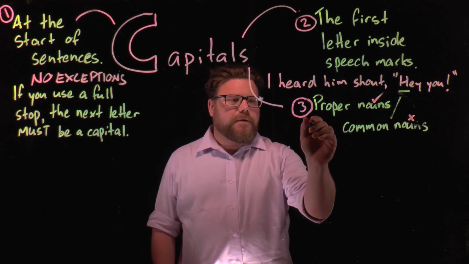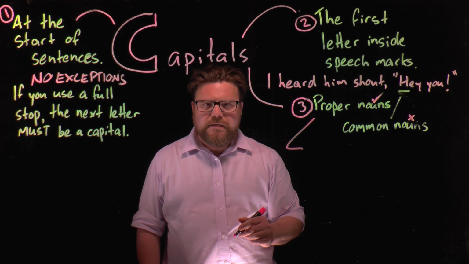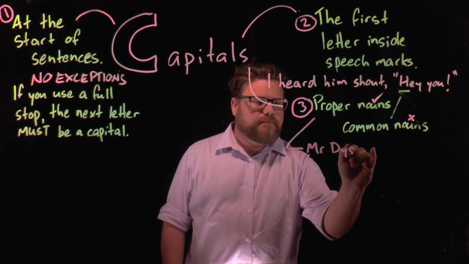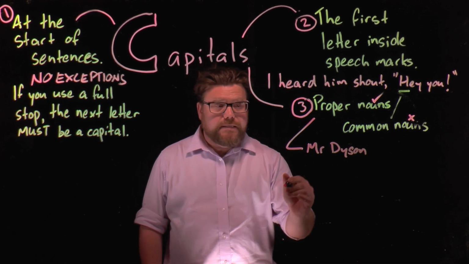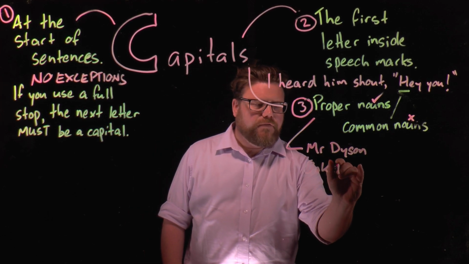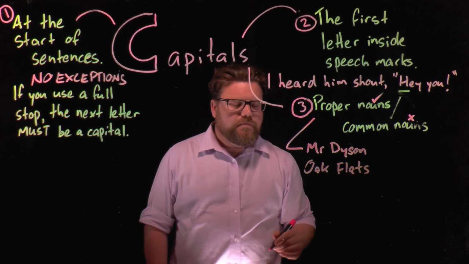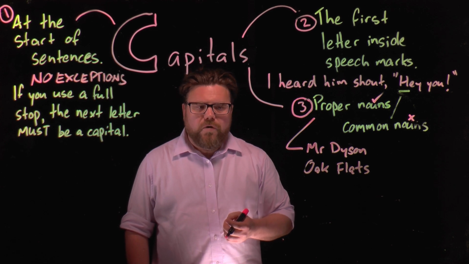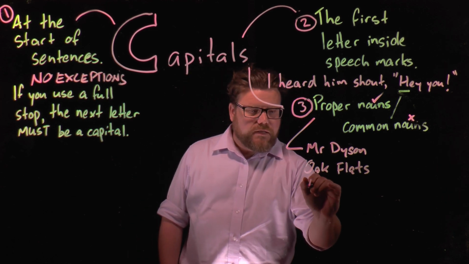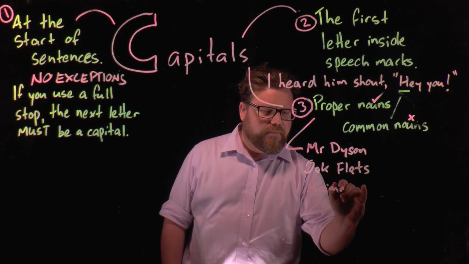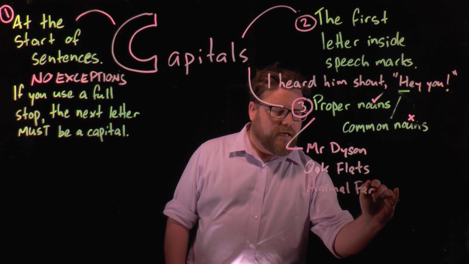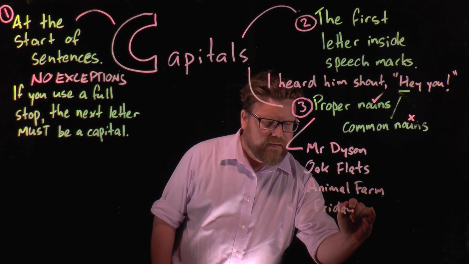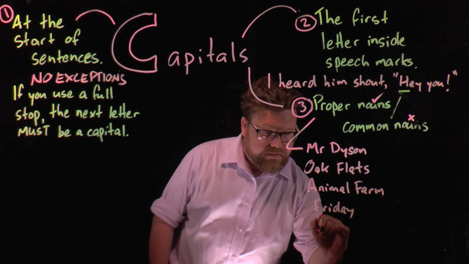And when we're talking about proper nouns, we're talking about things like the names of people, such as Mr. Dyson, the names of places, such as Oak Flats, the titles of songs or poetry or plays or novels, such as Animal Farm, the names of days of the week, such as Friday, or the names of months of the year, such as April.